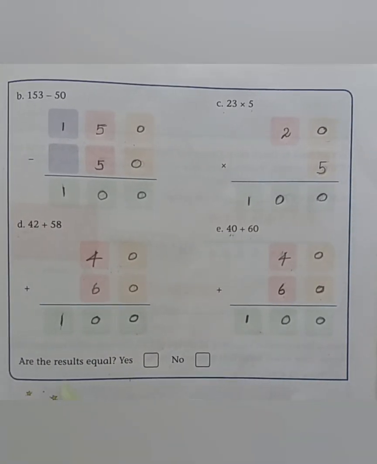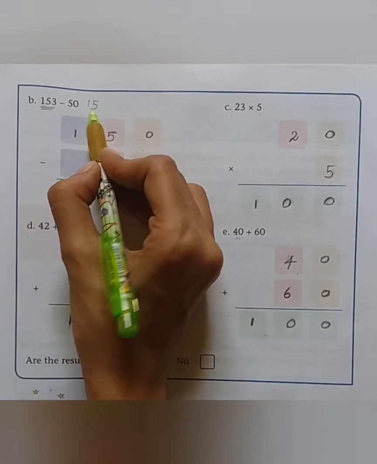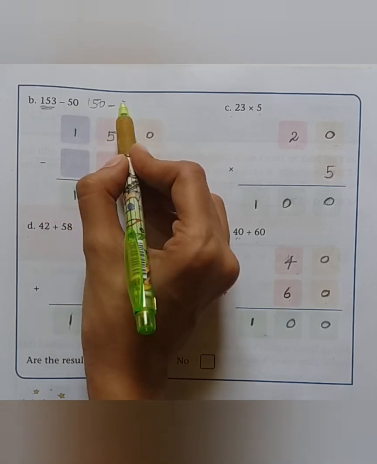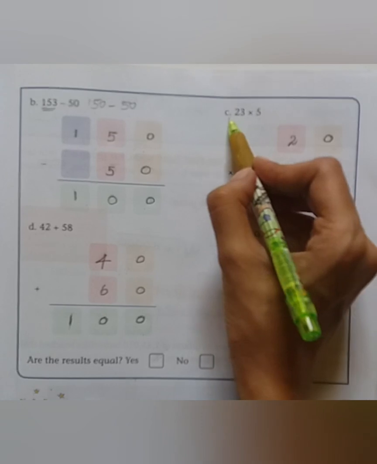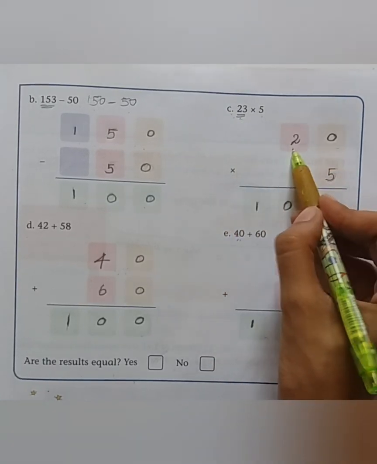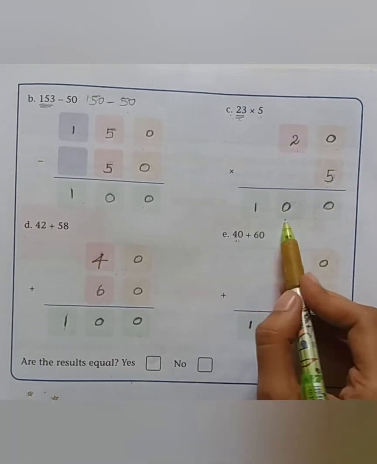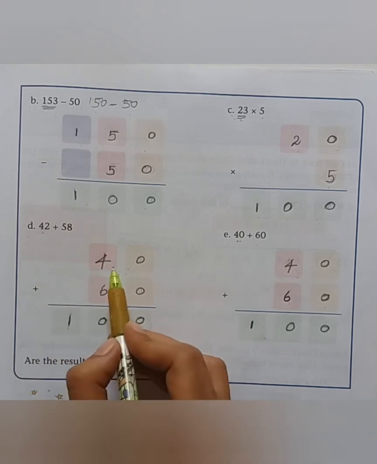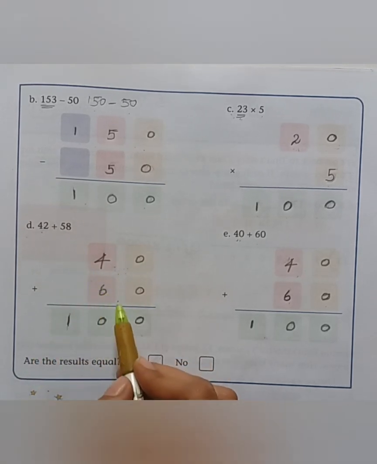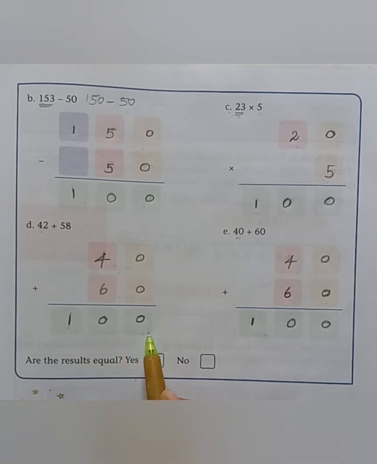Now just move on to the next page, page number 99. See the B sum, 153 minus 50. If you round off 153, you will get 150. And if you round off 50, you will get 50. After subtracting, the result is 100. Then 23, if you round off, the answer is 20. If you round off 5, you will get 5. So 2 5s are 10, so 0 into 5, 0. So it is 100. Then 42, if you round off, 40, and 58 rounded off is 60. If you add both, you will get 100.